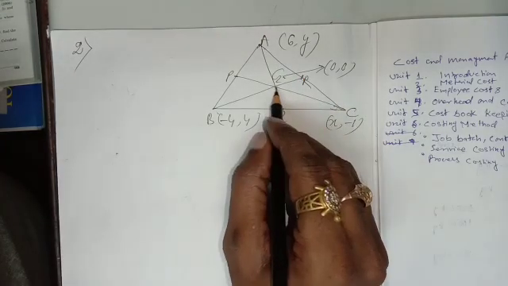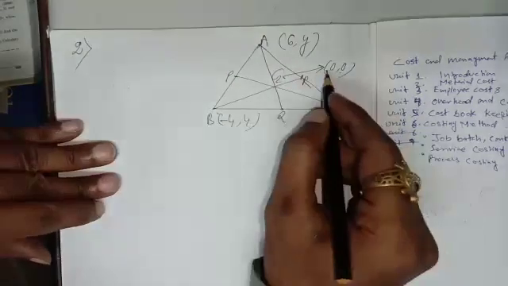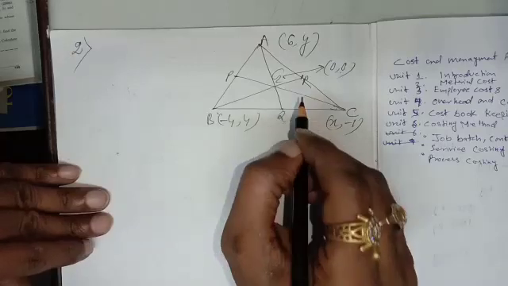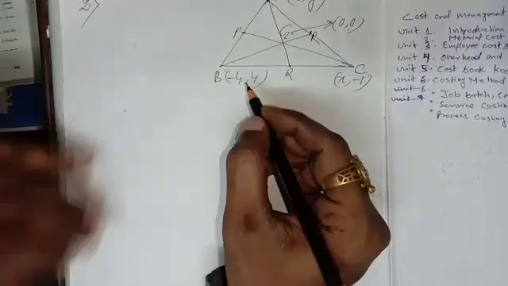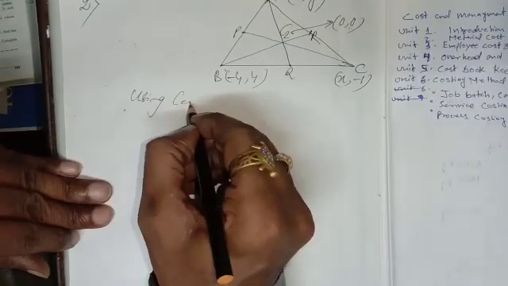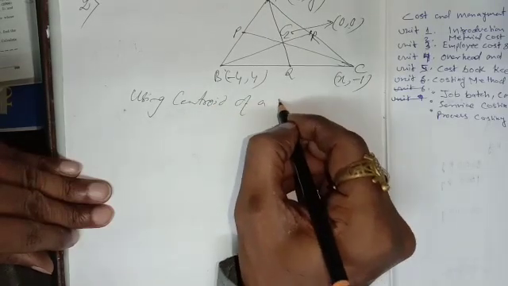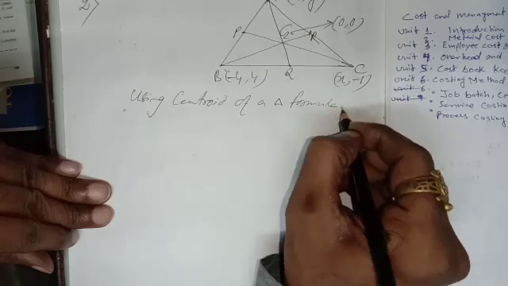And the centroid of the triangle G is at origin, means the centroid of the triangle is at origin. Origin means (0, 0). Now you have to find out the values of x and y. So using the centroid of a triangle formula, what is that formula?